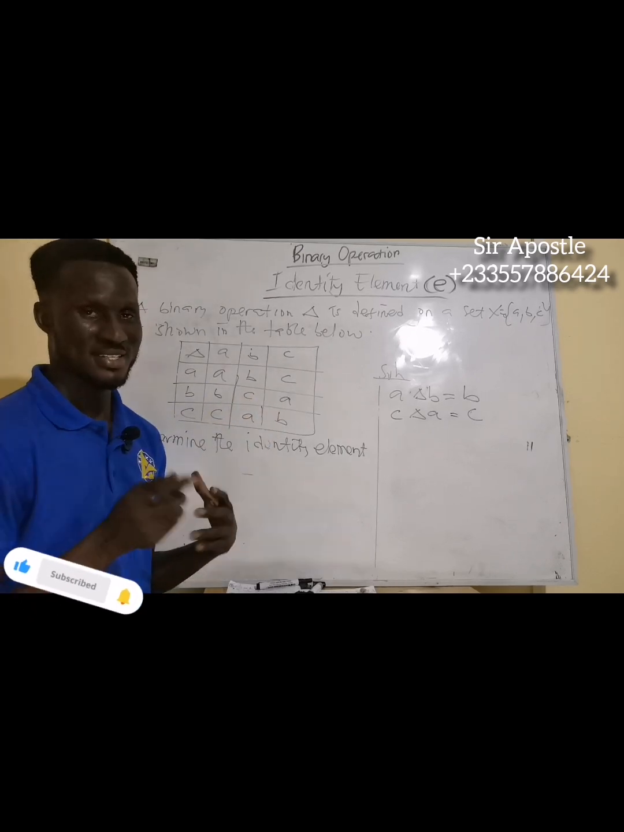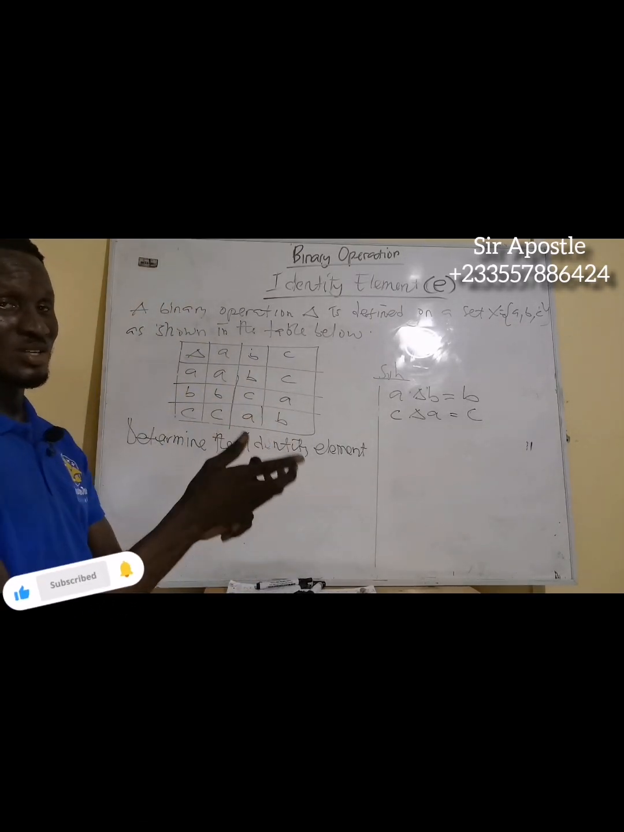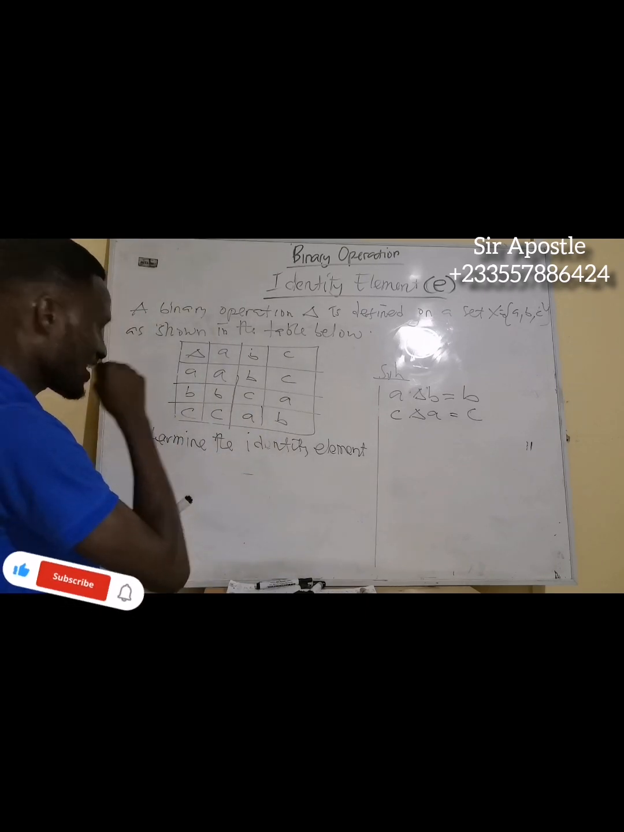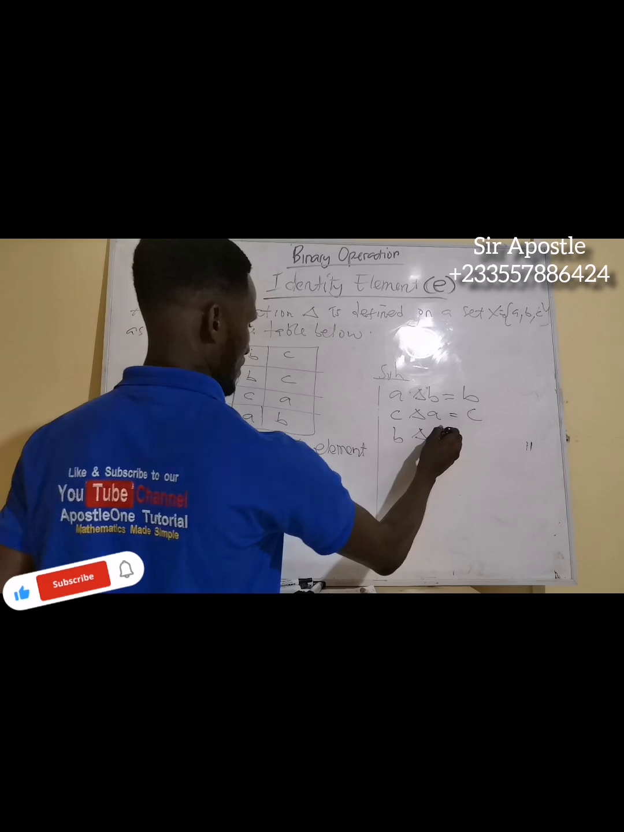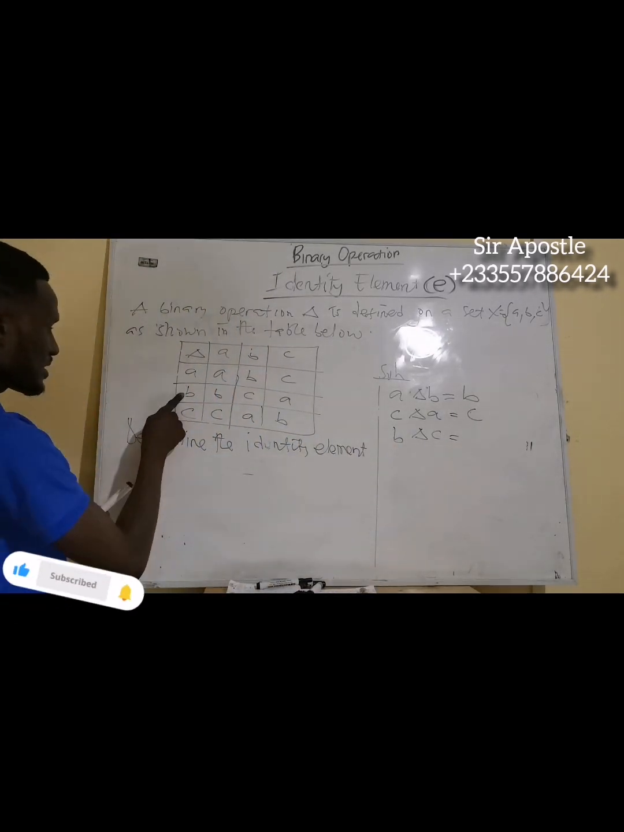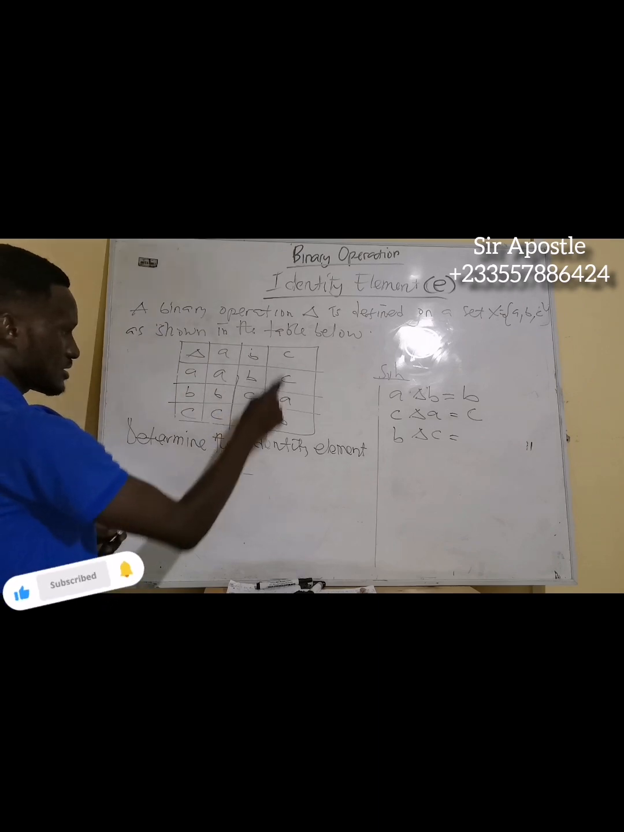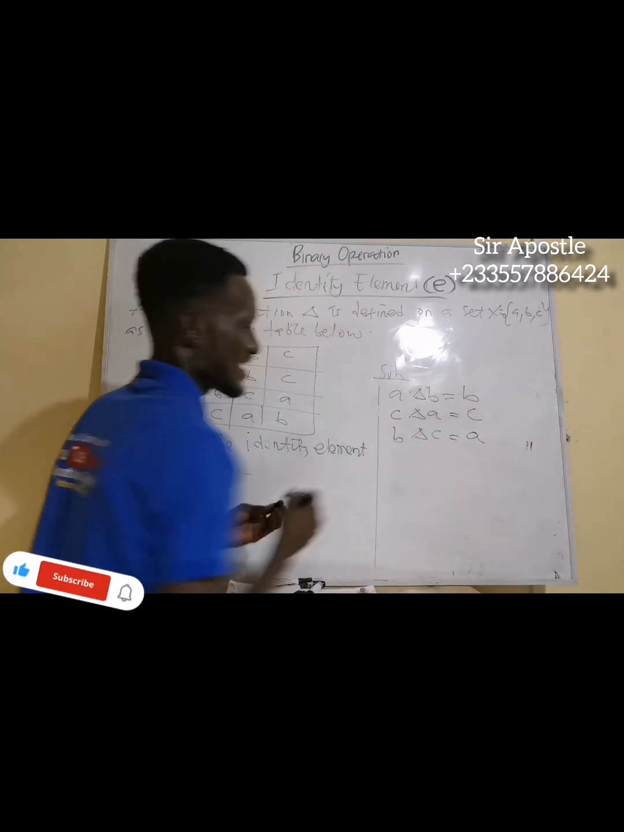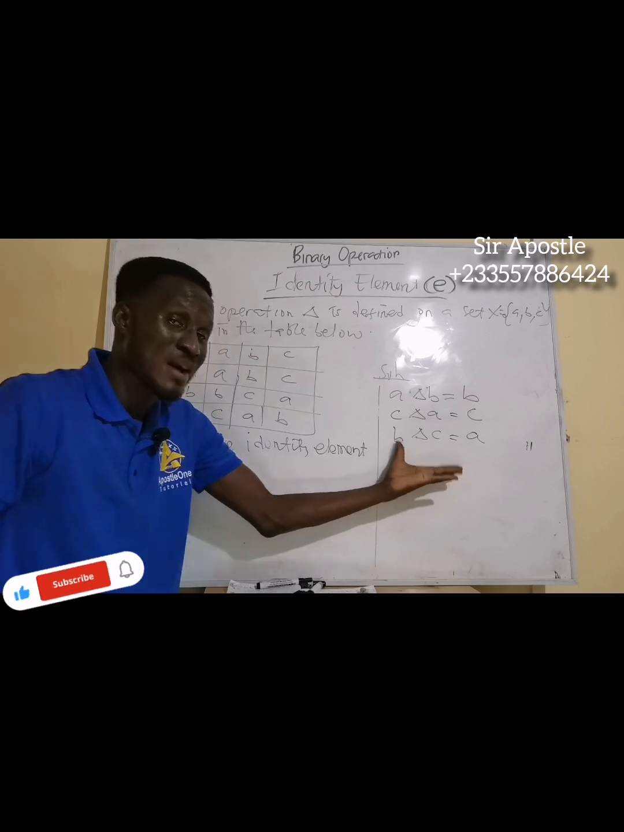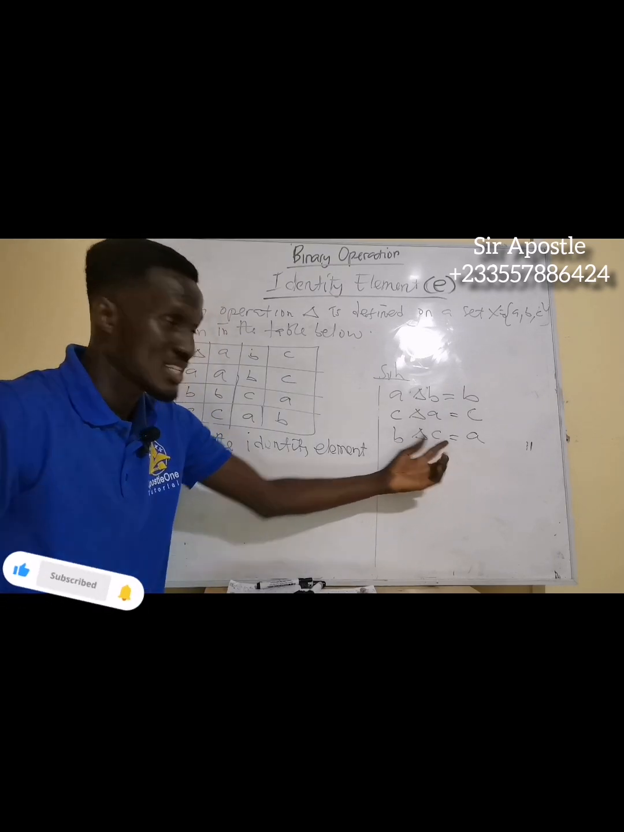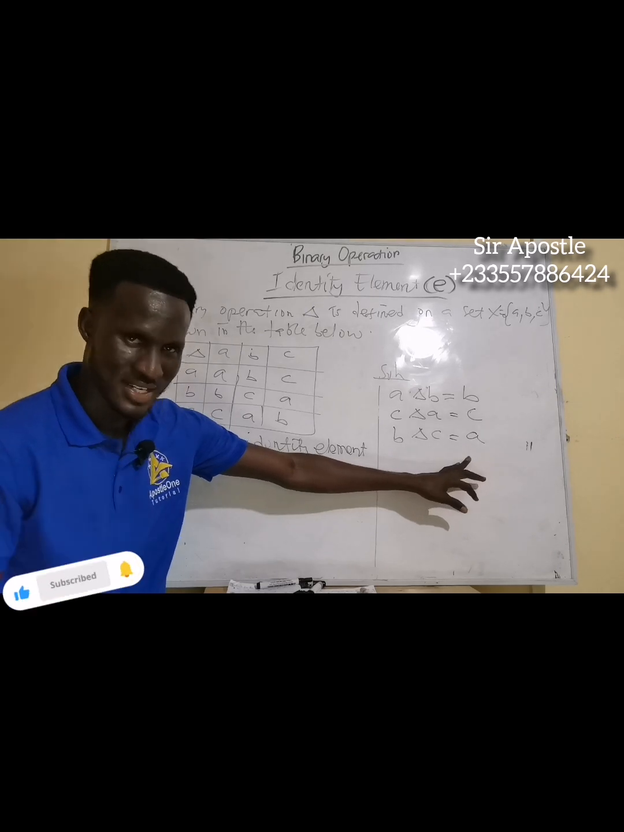Let me combine B and C and see what is going to happen. B and C, either BC or CB. So let me say BC. Now on the table, B operation C is giving me A. Now, per our definition for identity element, if B operation C is giving me A, what can you say about B and C? Which one is the identity element? It is not giving me B, so C is not an identity element.